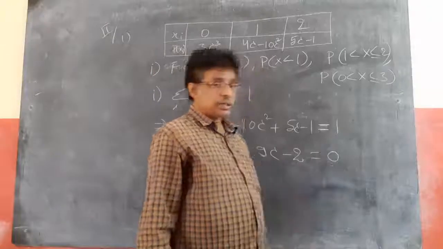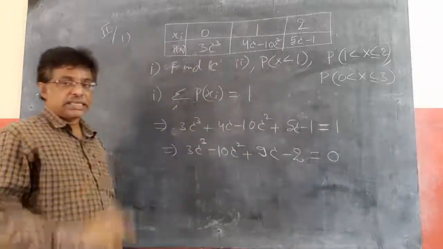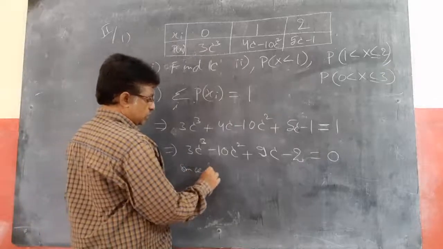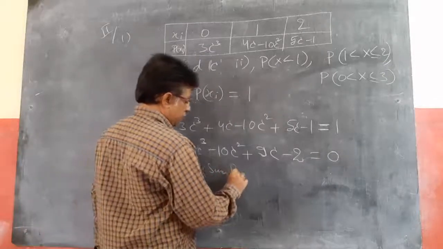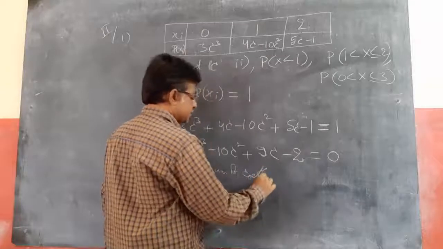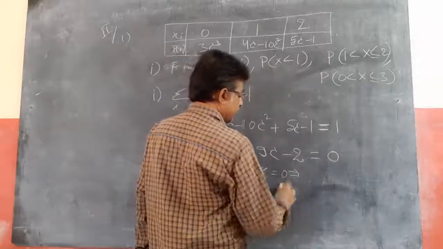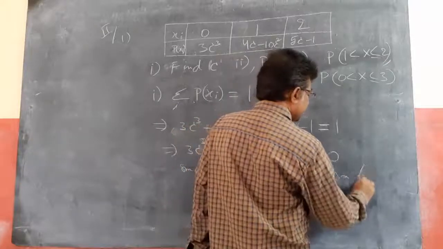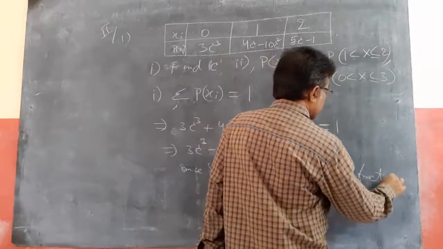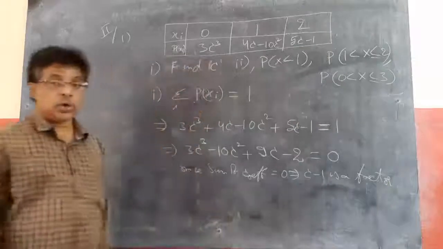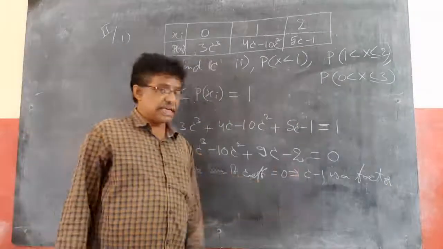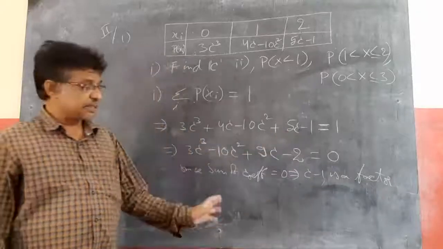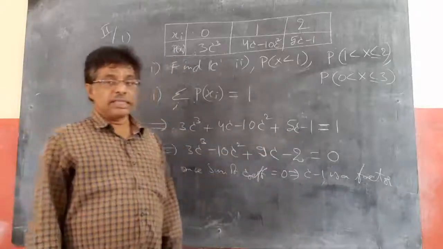So 0 equal to 0 means c equal to 1 is a factor. Since the sum of coefficients equals 0, c minus 1 is a factor. We know that if the sum of coefficients is 0, then x minus 1 is a factor. If the difference of the sums of alternate terms is 0, then x plus 1 is a factor. We know all this.